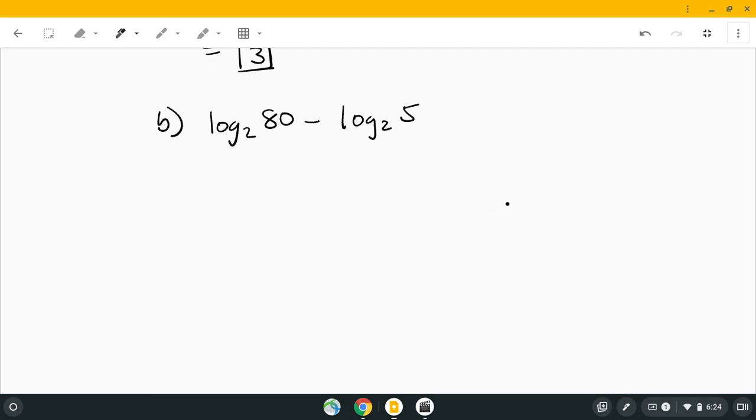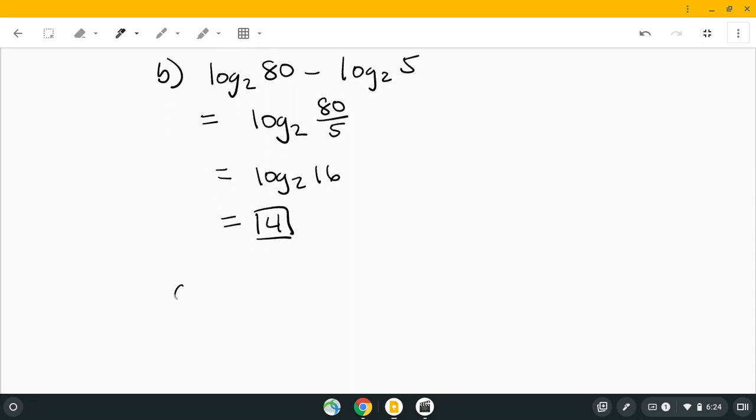But according to the laws, if I have the difference, I could write this as a single log of a quotient, 80 divided by 5. And 80 divided by 5 is actually 16, and 2 to the fourth power is 16. So my answer would be 4.